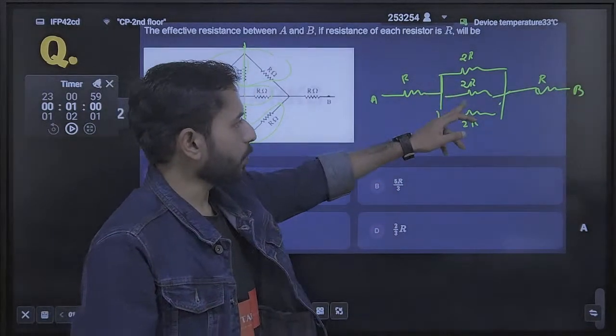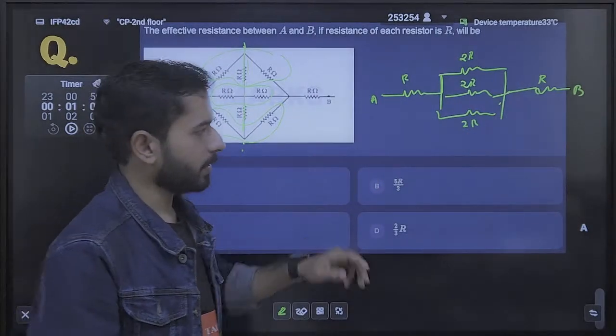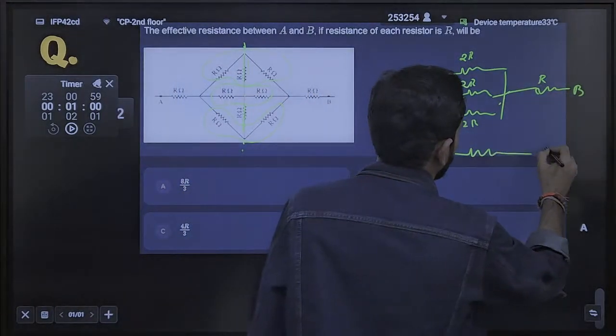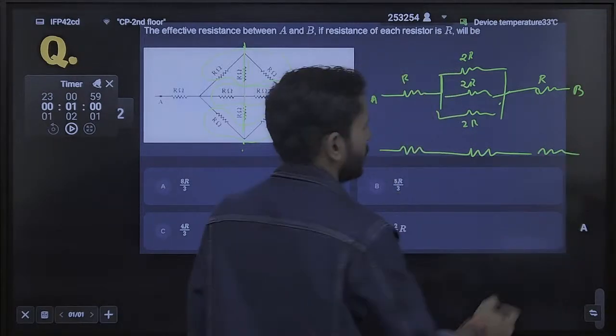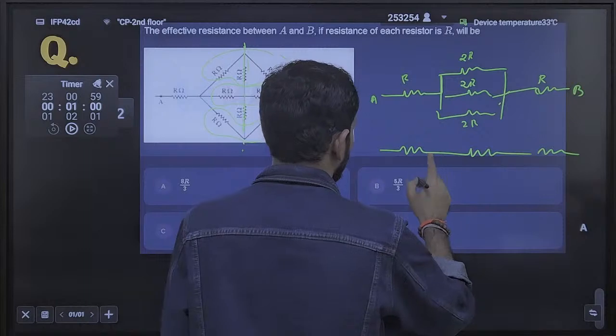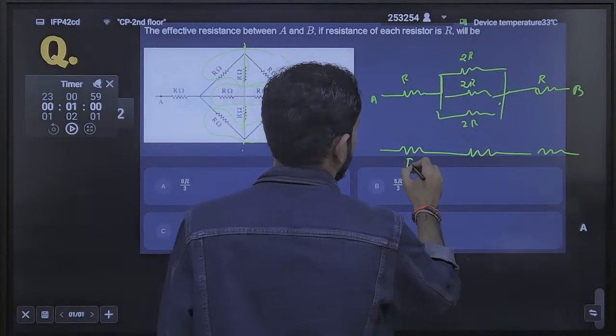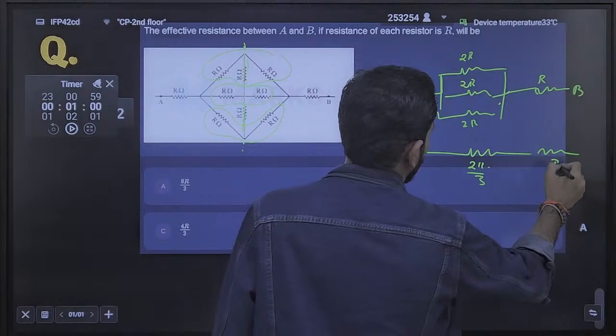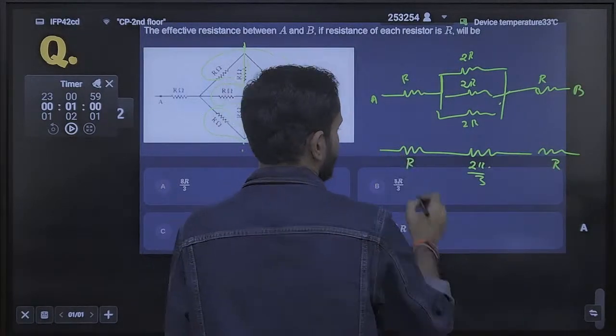Now how can you solve it further? 2R, 2R, 2R in parallel gives 2R divided by 3. That means what is the next equivalent diagram you can draw? In this exam, you don't have to draw this much of a diagram. This will become R. This will become 2R by 3. This will become R.